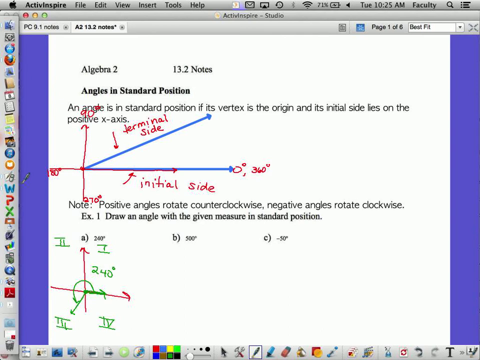Okay. So now, let's look at 500 degrees. Well, wait a minute. Going all the way around once is 360. So I've actually gone more than one time around. Well, we need to figure out how much more around. So you take 500 minus 360, and that's 140 degrees.